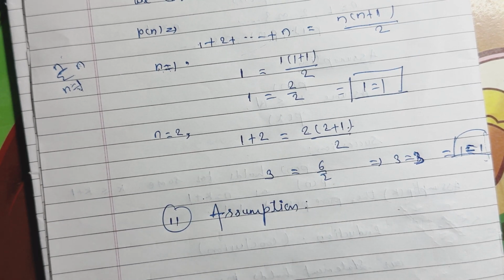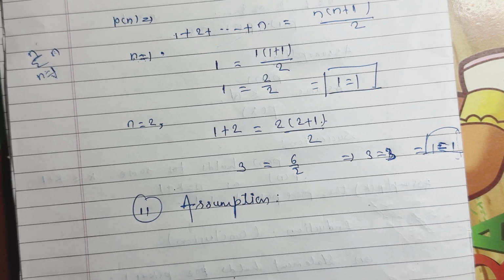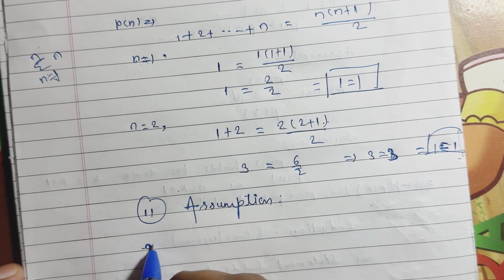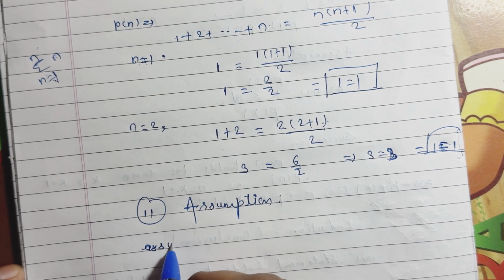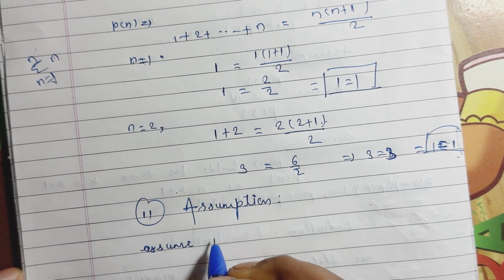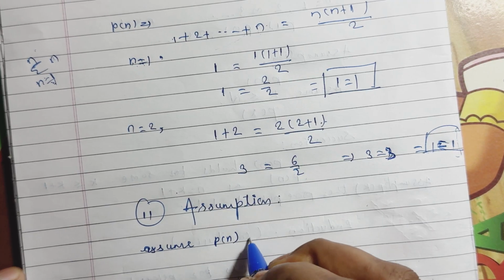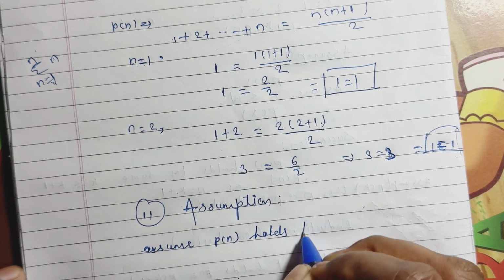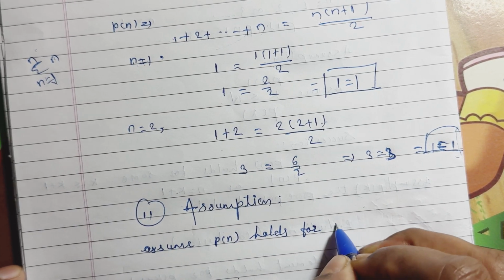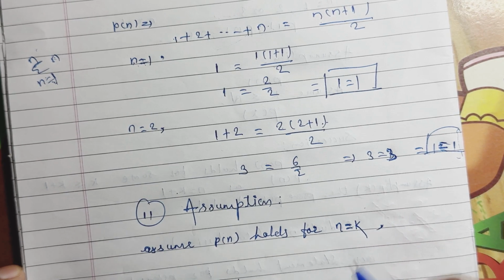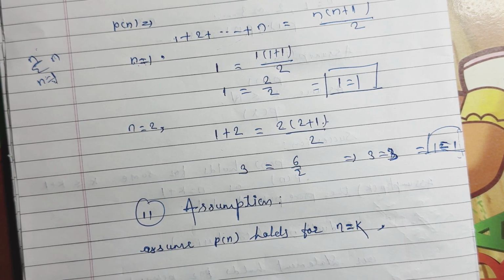In our assumption, what we do, guys, we assume first n is equal to k, and in succession we prove n is equal to k plus 1 holds. Assume P of n holds for n equal to k.